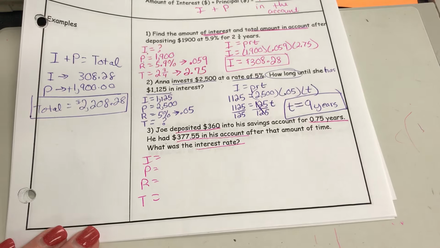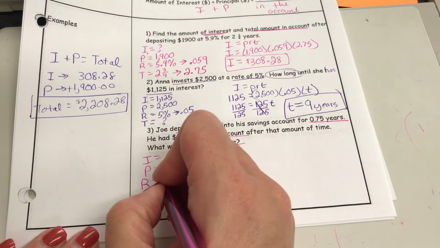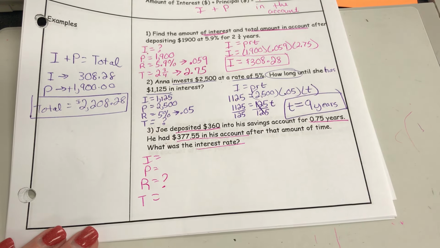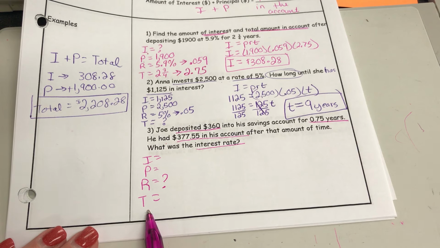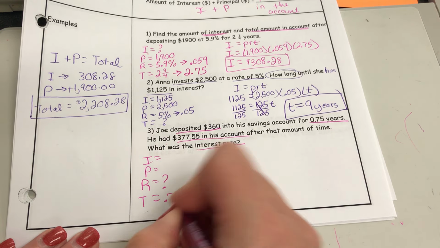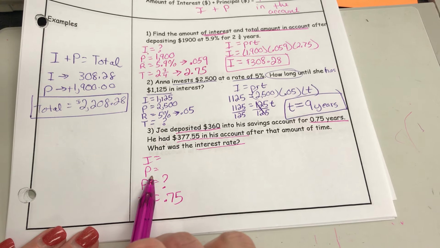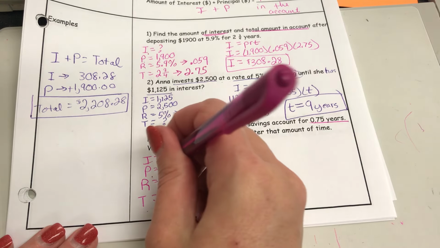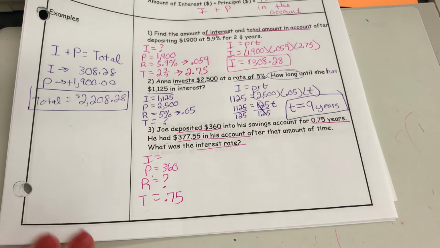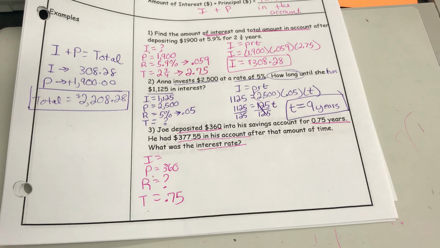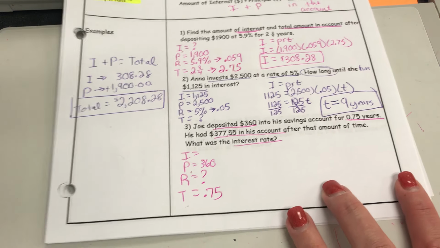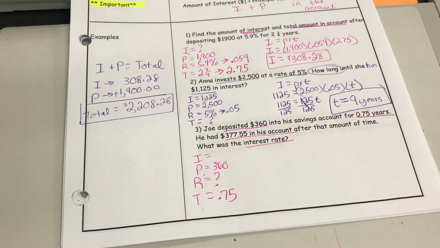IPRT. Now, what are they asking me for? What's the question asking? The rate. So I'm going to go ahead and put a question mark right here. How long did he have this loan? 0.75. How much did he invest for his principal? 360. Do we automatically know the interest already? Yes. What is it? 377.